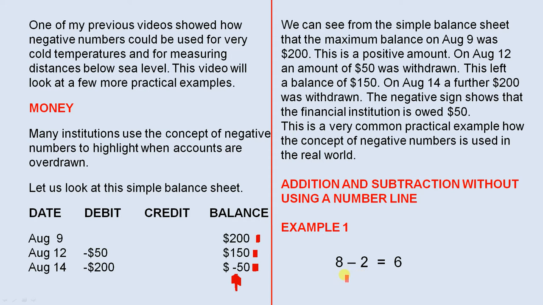This is very straightforward. Remember, with the first number, imagine that that's our starting point. So imagine that we're standing on the number 8 and we move 2 to the left. Remember, the negative sign means we move left. 8 minus 2 gives us 6. That's a very straightforward example.